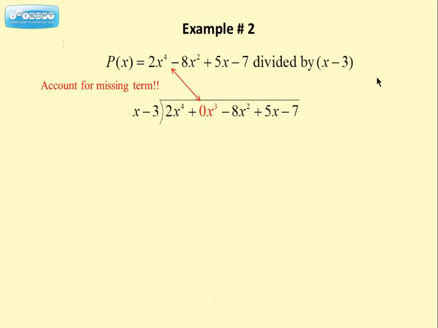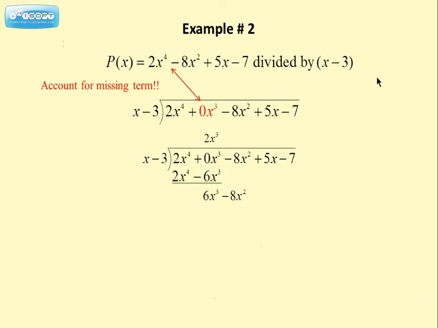Let's go ahead and perform this division. I'm going to step through this a little more quickly. First term would be 2x cubed. Multiply that times the divisor. We obtain 2x to the fourth minus 6x cubed. Subtract, we have positive 6x cubed minus 8x squared.